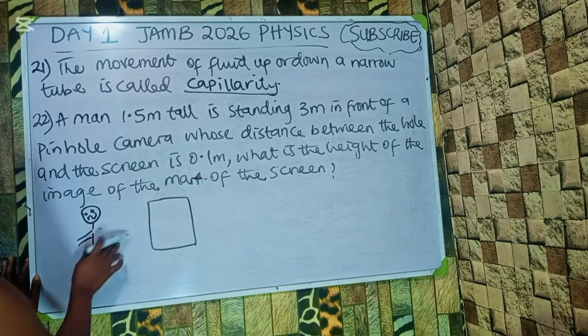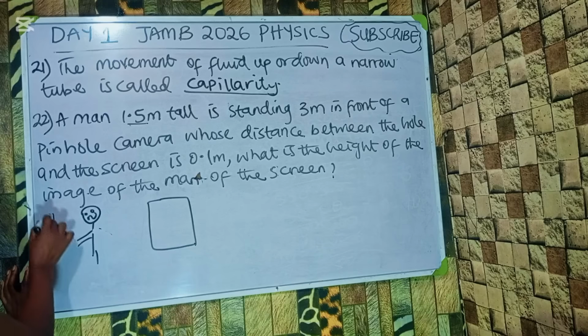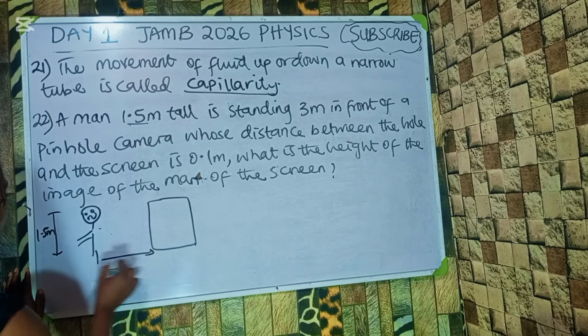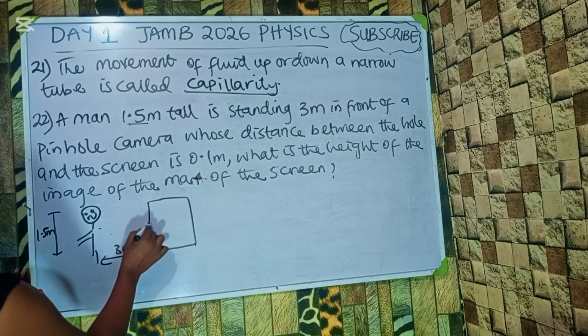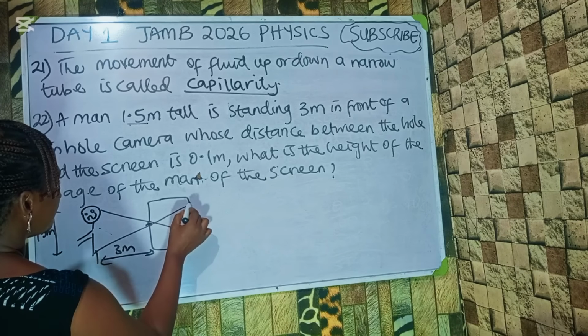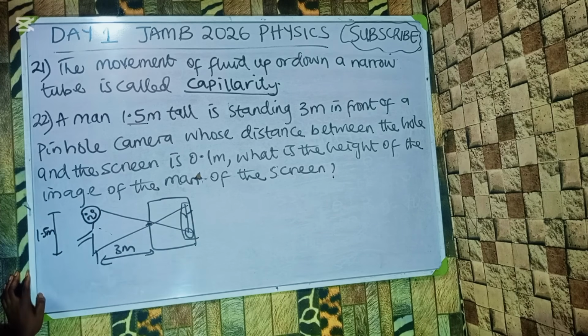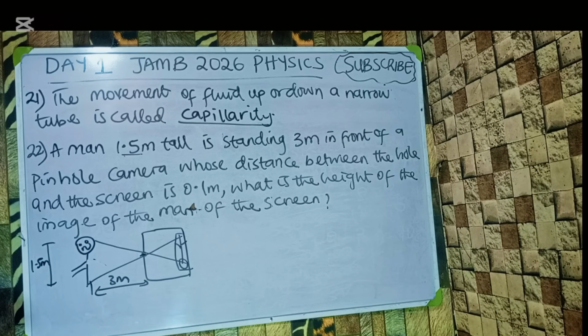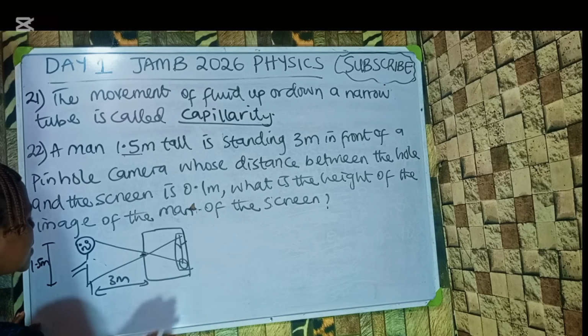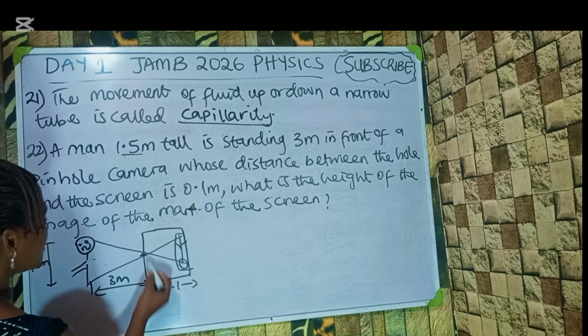Okay? So this man is standing, and the height of this man is 1.5 meters, right? And the distance between him and the pinhole camera is 3 meters. This is the pinhole camera. Now this is the image of the man on the screen. You know that the image formed by a pinhole camera is always inverted. Also, the distance between the hole and the screen of the pinhole is 0.1. So the distance between the screen and the pinhole is 0.1.